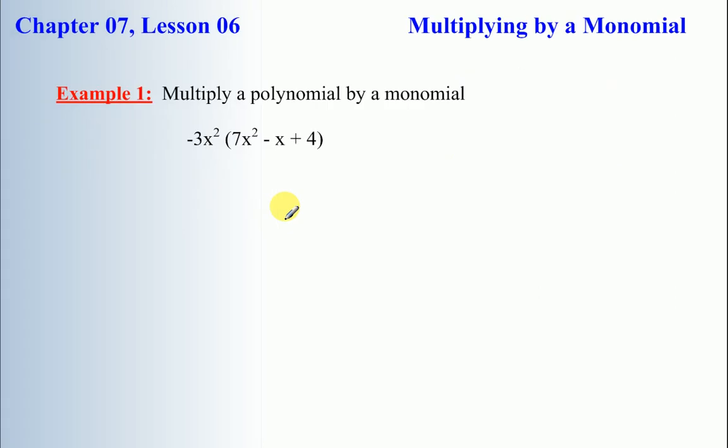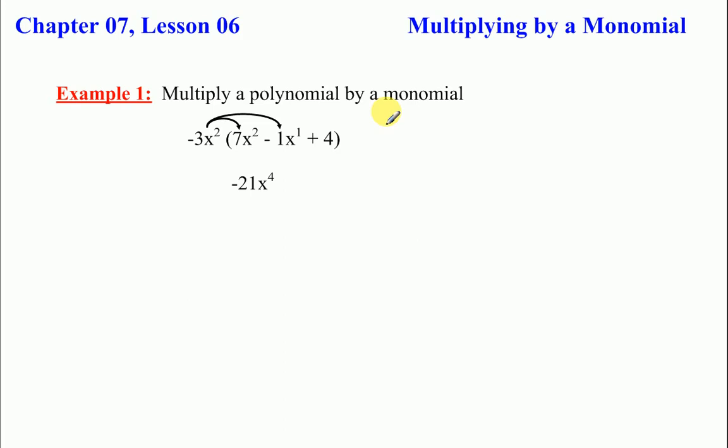We have negative 3x squared, so I'm going to multiply negative 3, the coefficient, with all the coefficients in here, and the variable with all the variables in there. So negative 3 times negative 7, and remember this x has a coefficient of 1 and an exponent of 1, gives me negative 21. x squared times x squared gives me x to the fourth. Then multiply negative 3x squared by negative 1x to the first, and I get positive 3x to the third.